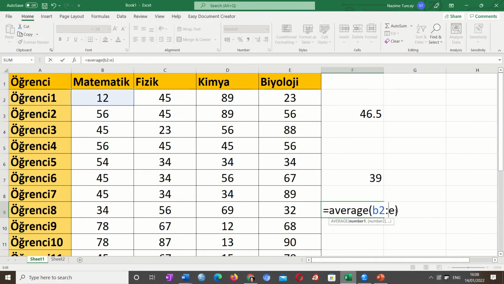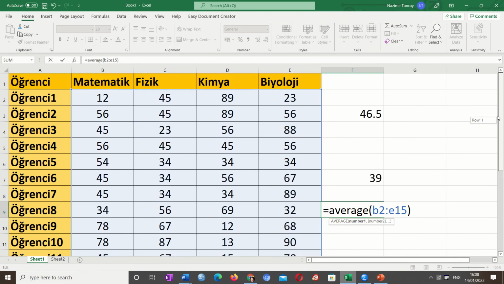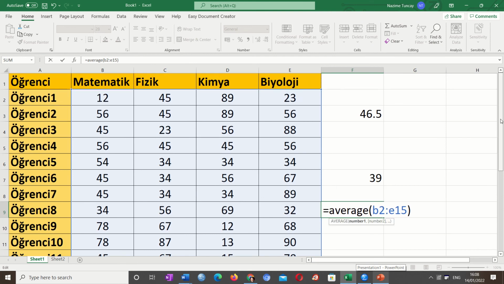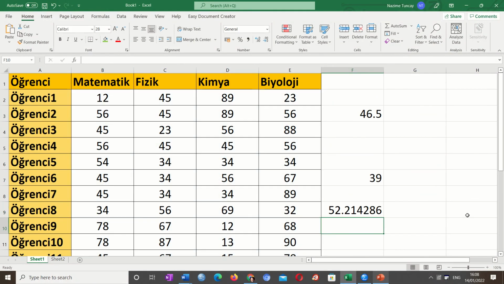And if I write, for example, B5, it selects B5. If I write E15, it selects all the data in here. So that's what I want. From the left corner here to the bottom right corner, I give the starting point and the ending point, and I click enter, and I can find the average from this formula here. Any questions here? Okay. So let's continue.